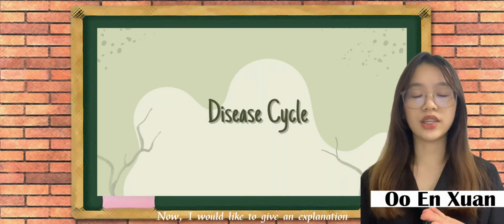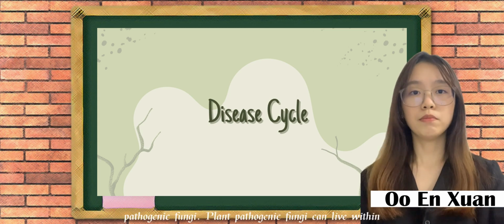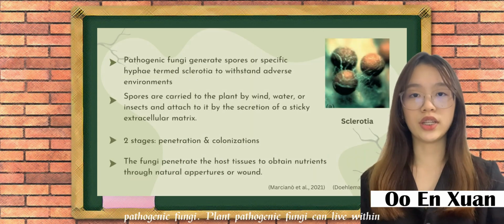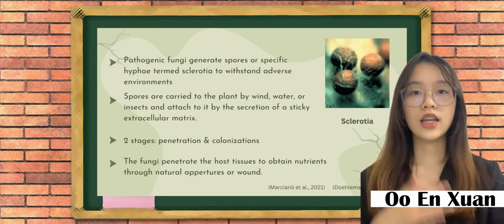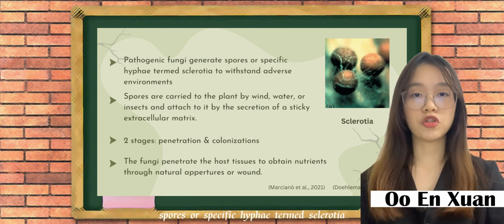Now, I would like to give an explanation of the disease cycle of plant pathogenic fungi. Plant pathogenic fungi can live within or on the surface of plants. They will have to adapt to the changing environment in order to survive. Hence, pathogenic fungi generate spores or specific hyphae termed sclerotia to withstand adverse environments. The fungus is ready to infect when host plants become accessible in the spring.